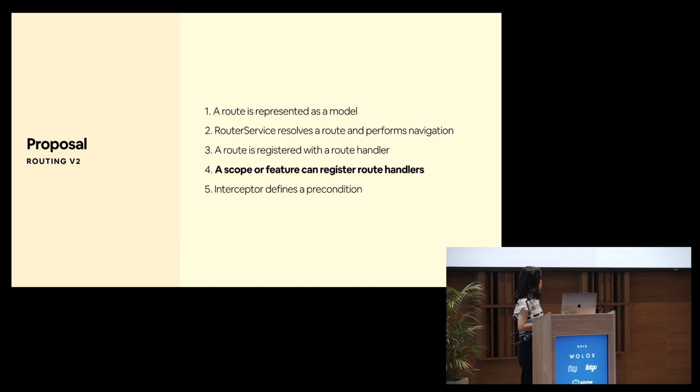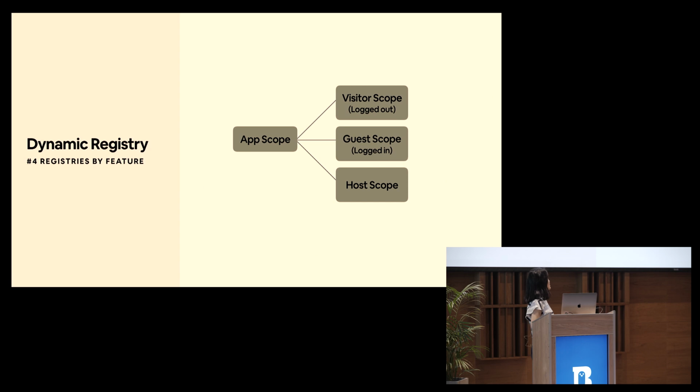Number 4, a scope or feature can register route handlers. A scope is a set of dependencies and values backing a feature. App scope contains all dependencies within the app, and each top-level scope, visitor, guest, and host scope, contains a subset of app scope. The top-level scopes register its route handlers when the view displays, and then they get deregistered automatically when it's removed from the view hierarchy.